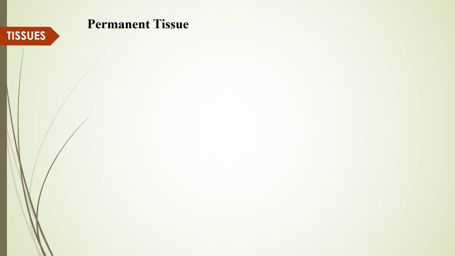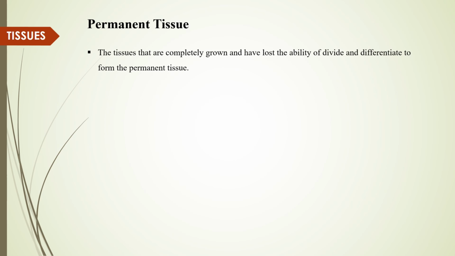Permanent tissue. The tissues that are completely grown and have lost the ability of division are known as permanent tissues. The meristematic tissues divide and differentiate to form the permanent tissue. Differentiation leads to the development of various types of permanent tissues.